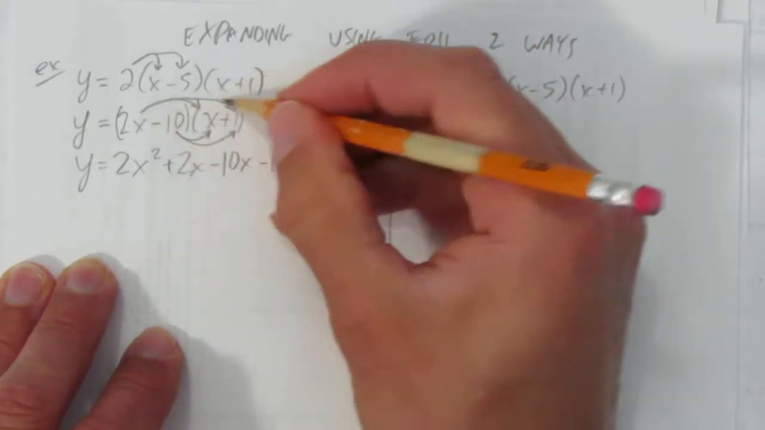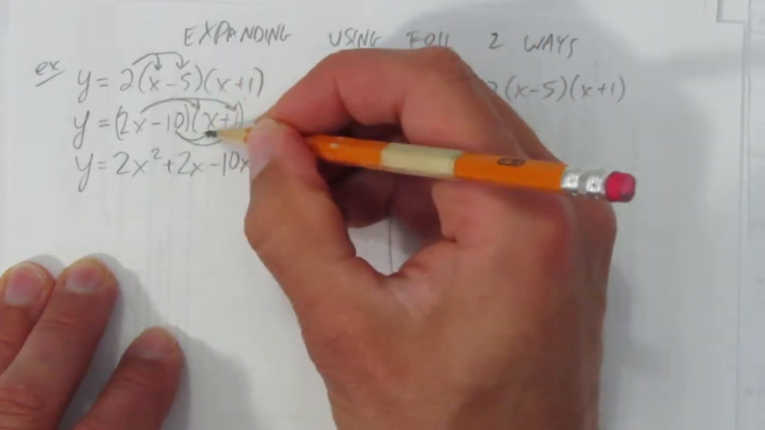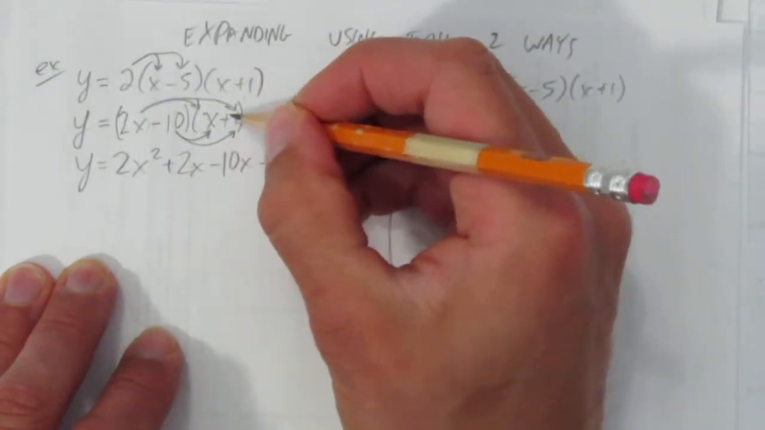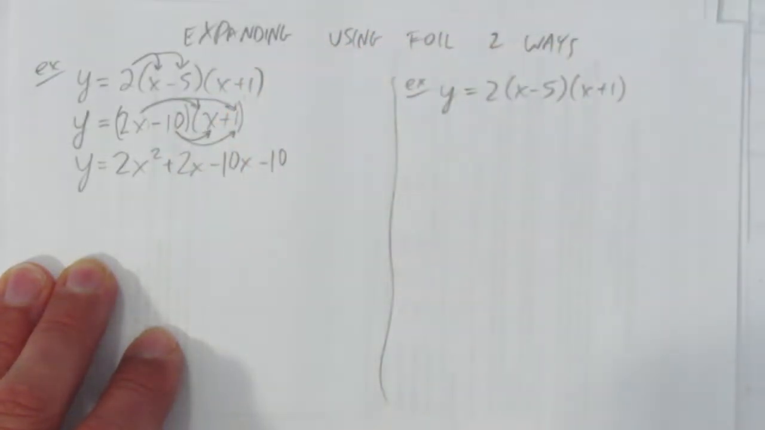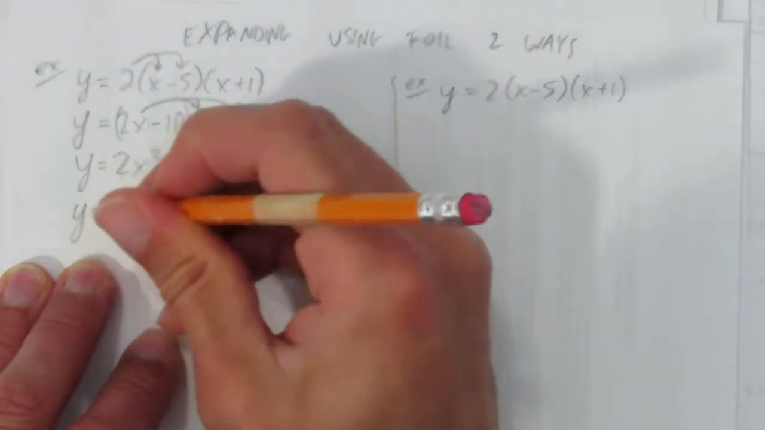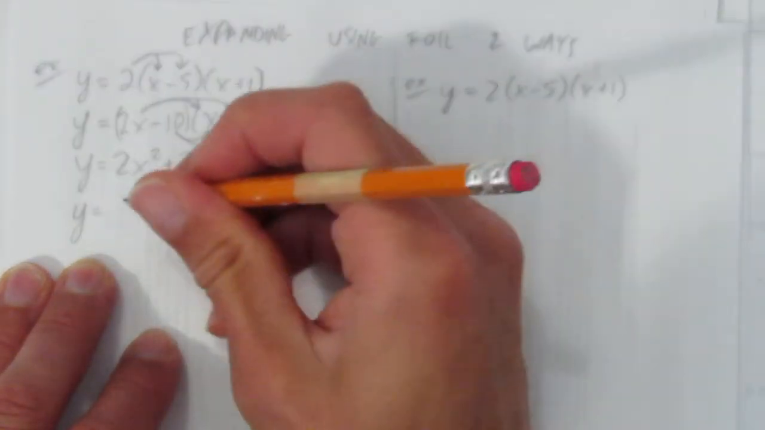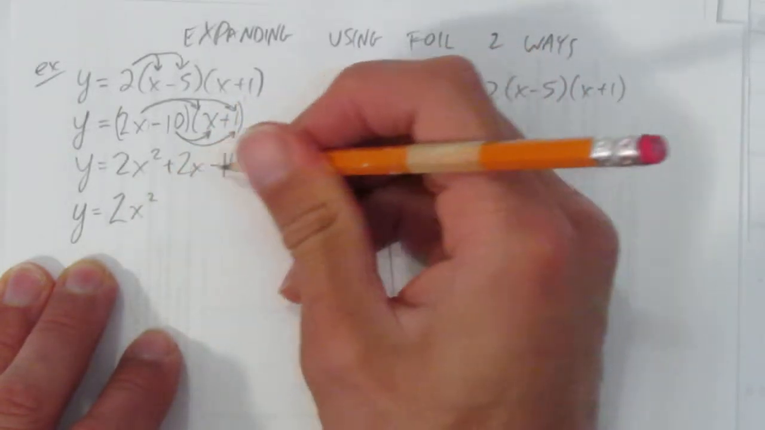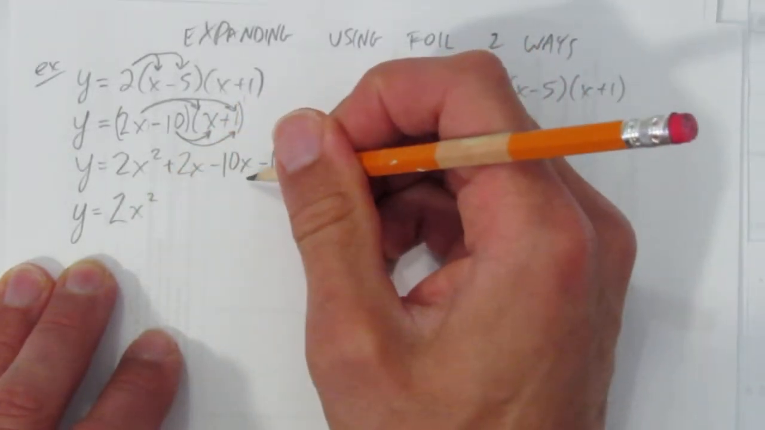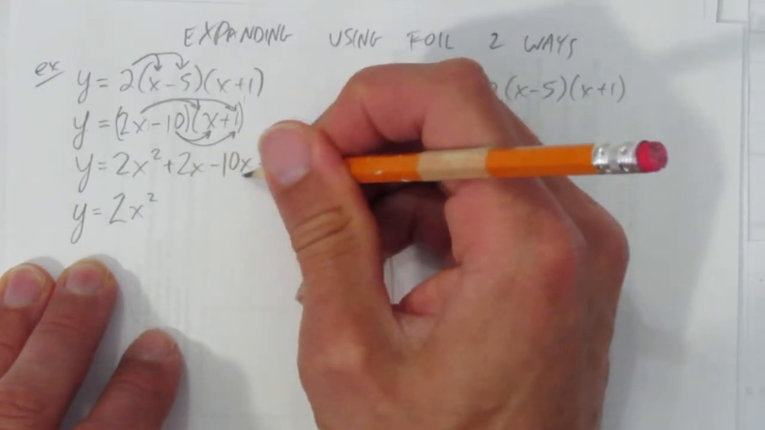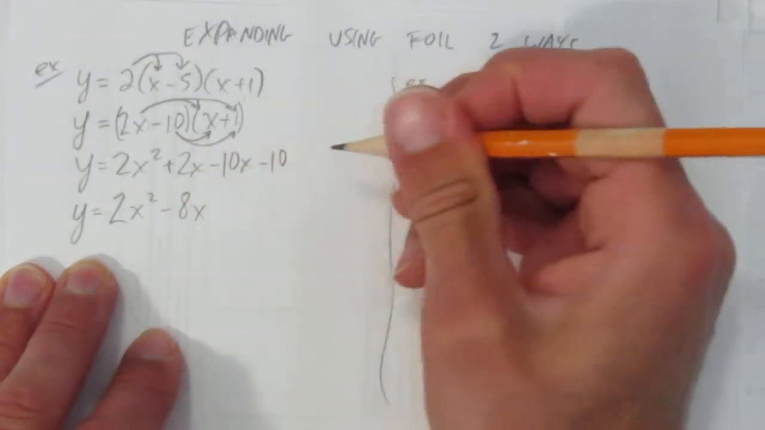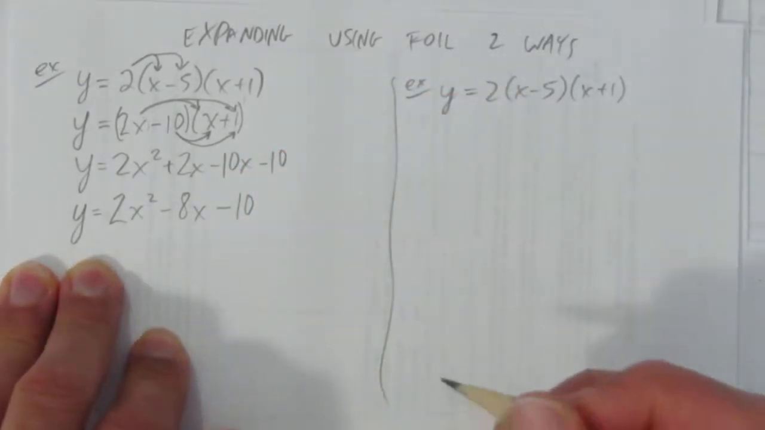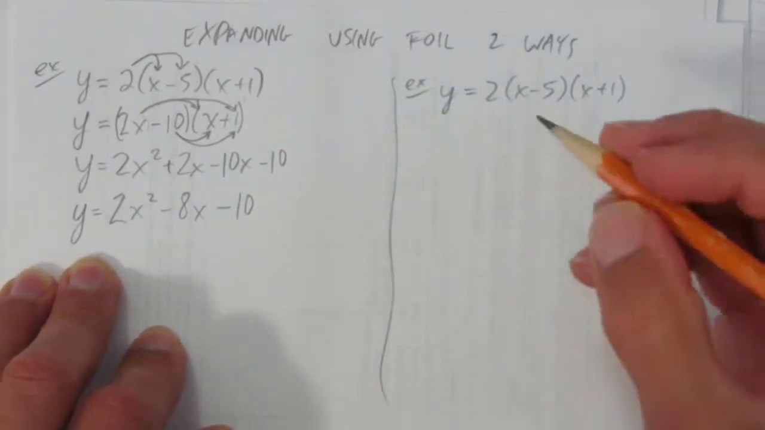So it's first things, outside things, inside things, and last. Or you can look at it as 2x times both of these, and negative 10 times both of these. Well, now that we're done the expansion there, we just simplify. The 2x squared has no like terms, but 2x and negative 10x are like terms. So what's 2x take away 10x? Negative 8x. And the minus 10 is there as well. We're done. But let's look at a different way to do it.